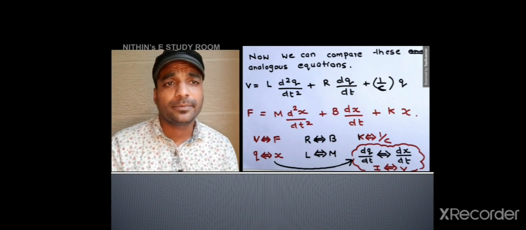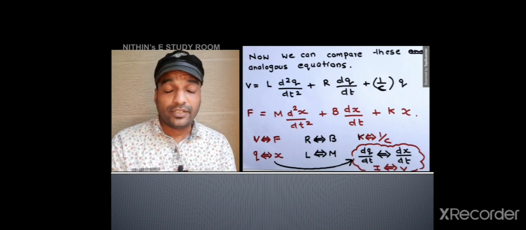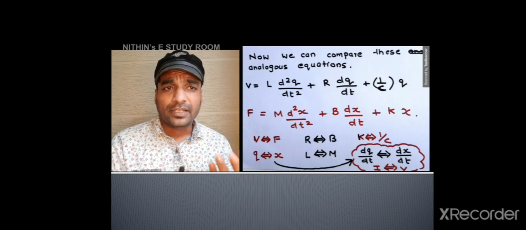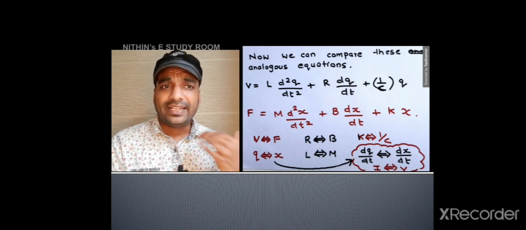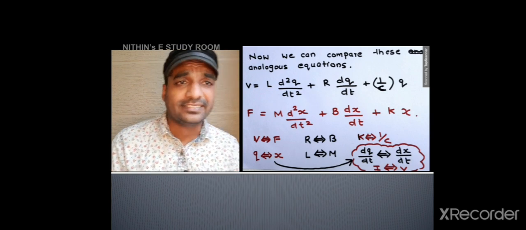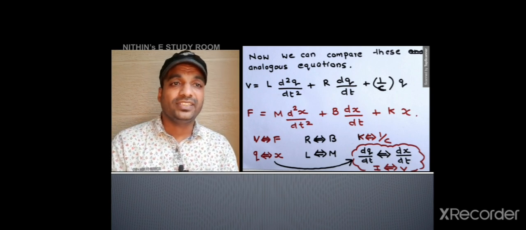dq by dt is nothing but current, and dx by dt is nothing but velocity. I think it is clear. dq by dt is the differential of charge, that is current, and dx by dt is the differential of distance, that is velocity. So we can add one more analogous statement, that is, current is analogous to velocity v.